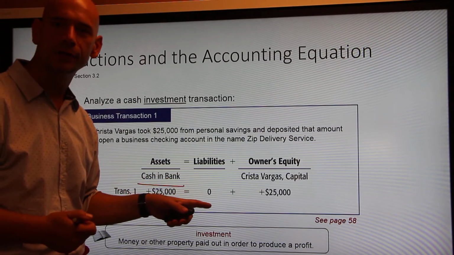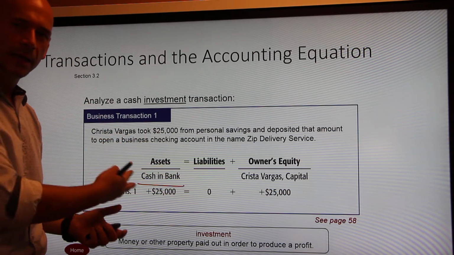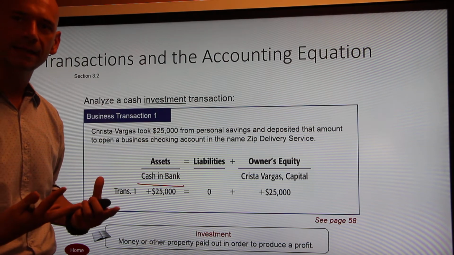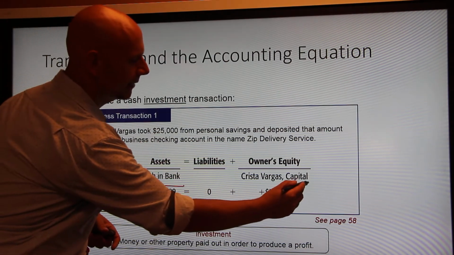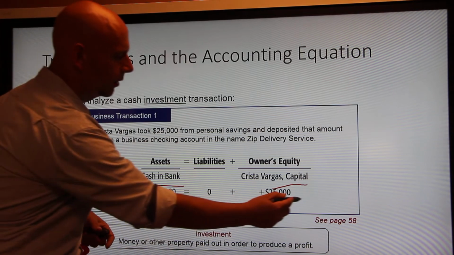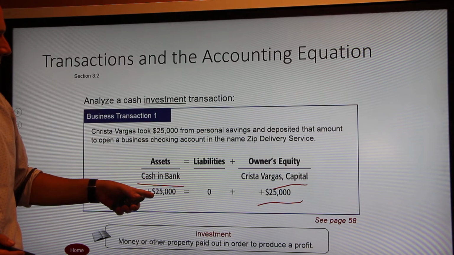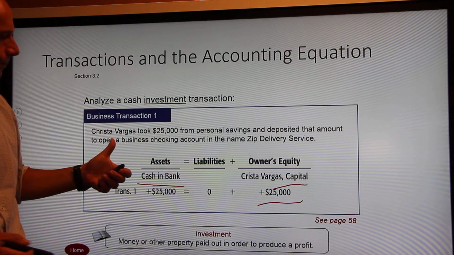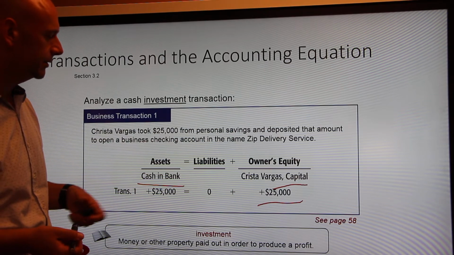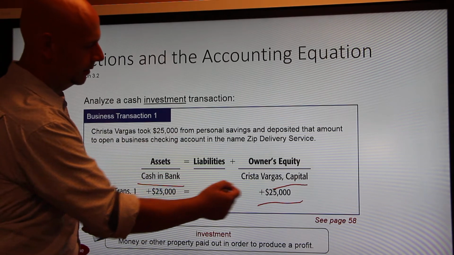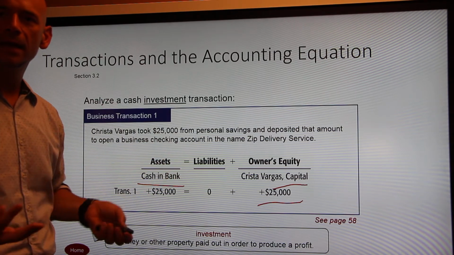She's not taking out a loan, it's her own money. So she would have the claim, or she would have all the equity. If you were to go and sell tomorrow, she would get that $25,000 back. So her owner's equity, or the account that we call capital, would also go up $25,000. Did we stay in balance? Yeah, we did. Our assets went up $25,000, and our owner's equity or capital account also went up $25,000. So our assets equal liabilities, which are zero, plus owner's equity, $25,000 on both sides, and we're in balance.